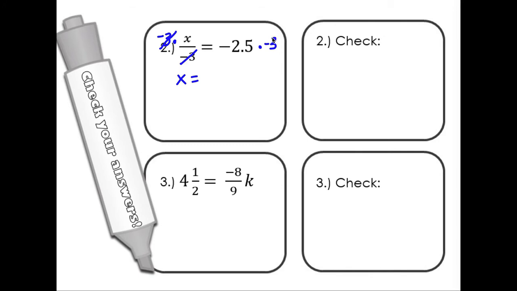-2.5 times -3. I'm going to rewrite it vertically. The one with the most place values is going to go on the top. I'm going to think about it as 25 times 3. 5 times 3 is 15. 3 times 2 is 6 plus 1 is 7. One decimal in the problem, one decimal in the answer. Same signs, answer is positive. X is going to be +7.5.